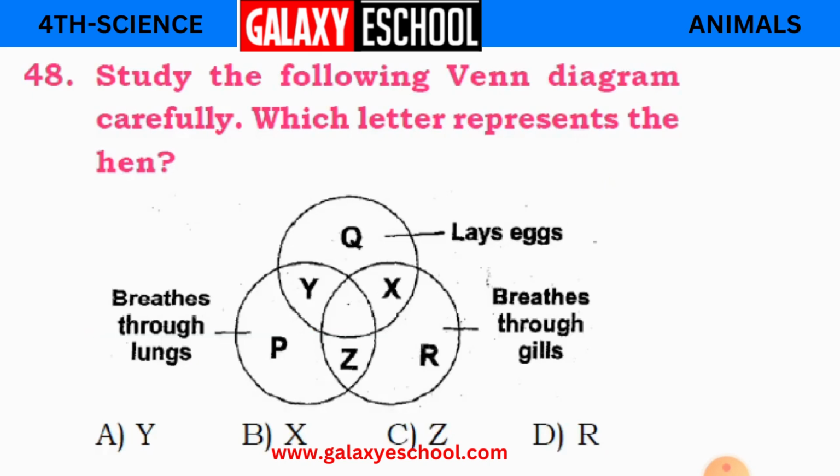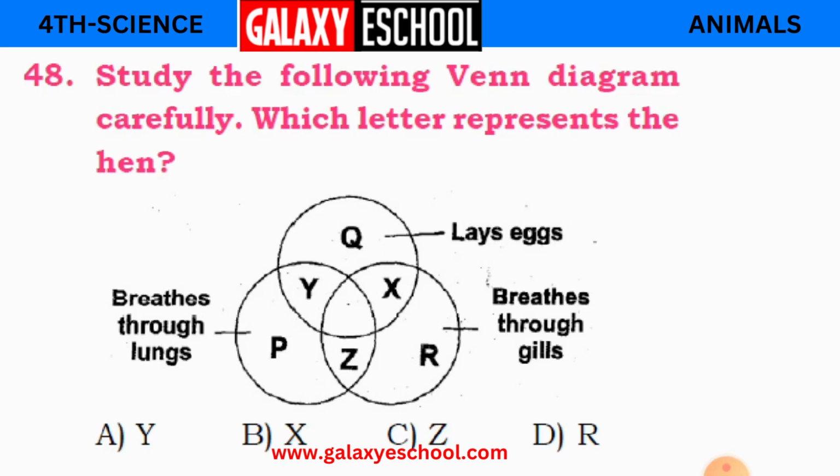And 48th question, children. Study the following Venn diagram carefully. Which letter represents the hen? Okay, here you have got Q, Y, P, Z, R, X, all this. So we have to identify which letter represents the hen.